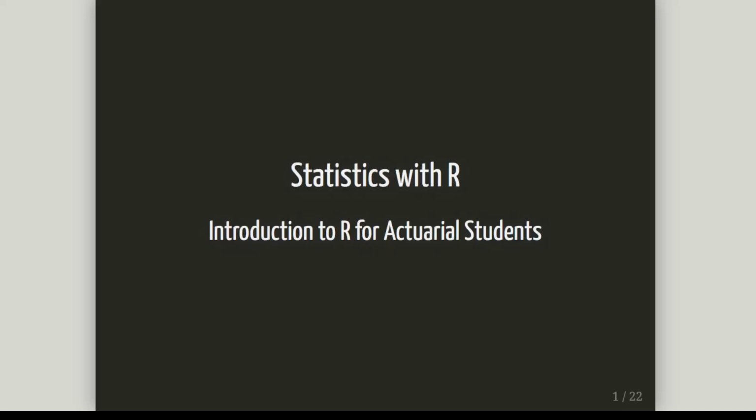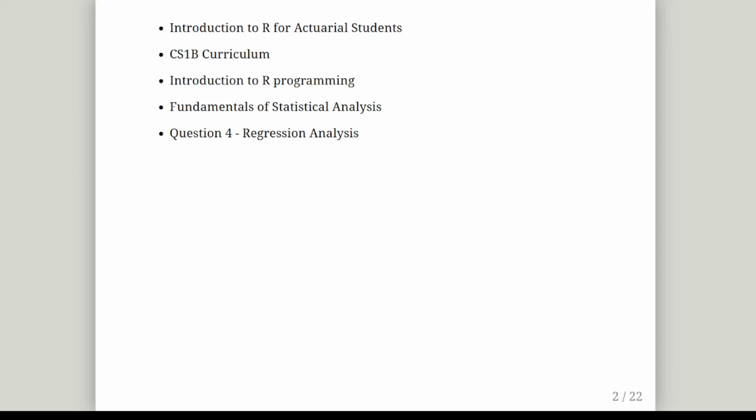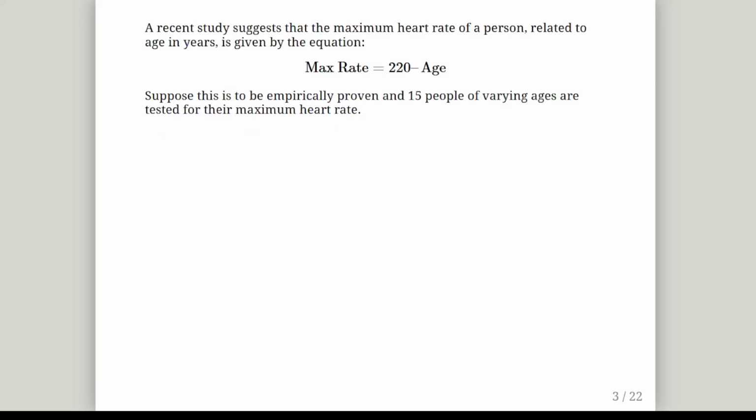Okay, in this presentation we are looking at a statistics with R presentation. This is an introduction to R for actuarial students. This follows the CS1B curriculum. That's a course that has an introduction to R programming component as well as a fundamentals of statistical analysis. This particular presentation is question 4 from this actual playlist, this paper series, and it's on regression analysis, bivariate analysis.